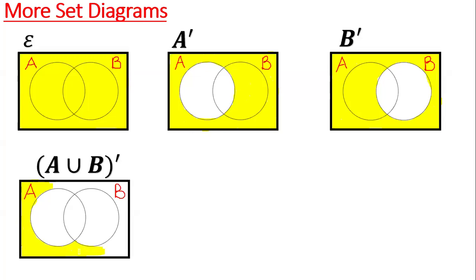Jemaya, do you understand this, Jemaya? Yes, sir. What am I not shading in? The two circles, because they say A union B, all complement. So we do not include it.